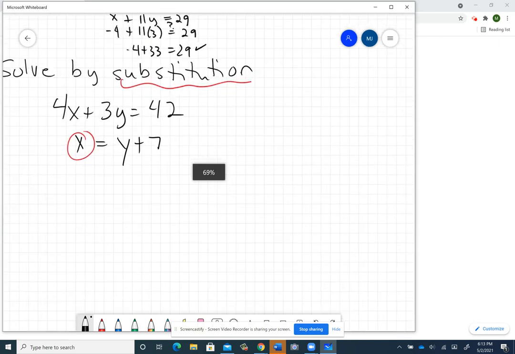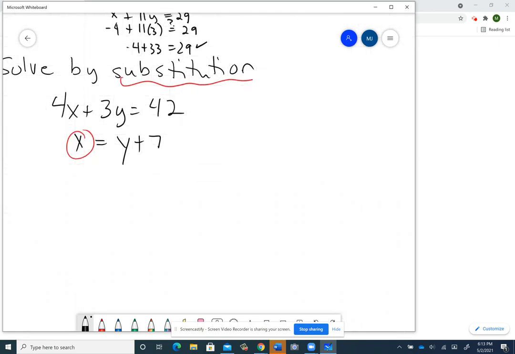All right, so your problem starts out with one of the variables already by itself: x equals y plus 7. That means that the x and the y plus 7 are interchangeable. They have the same value. You're looking for the point of intersection, which is on both of those lines, so these x's would be the same.